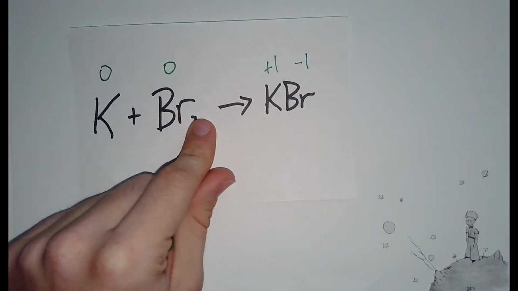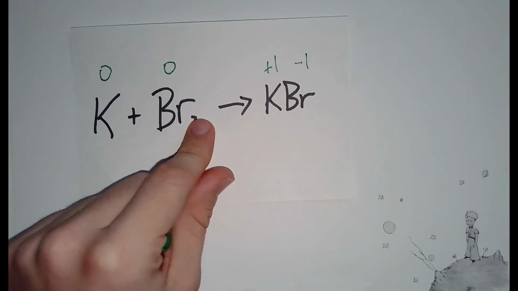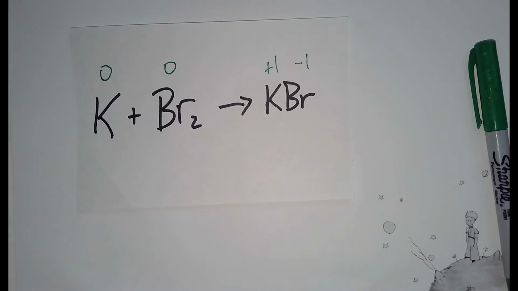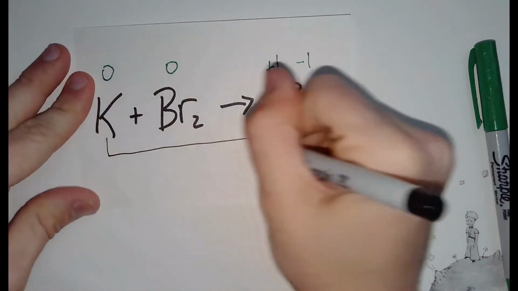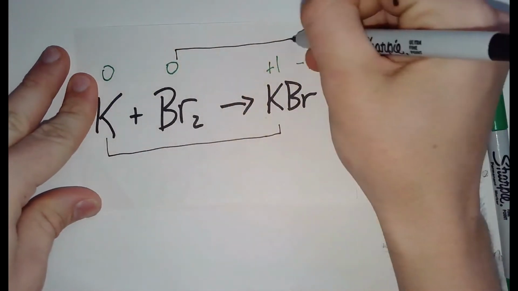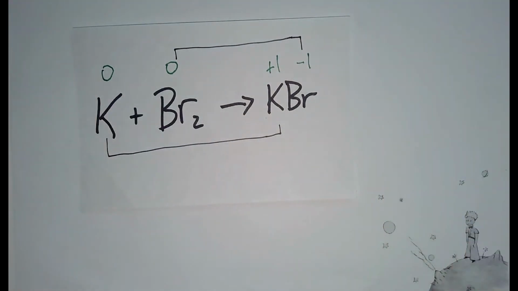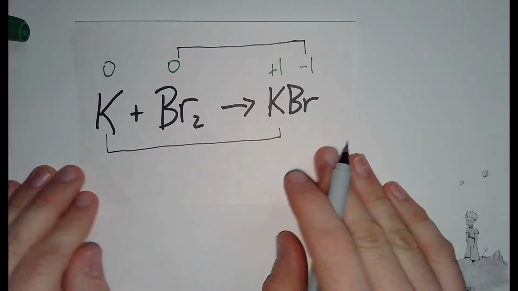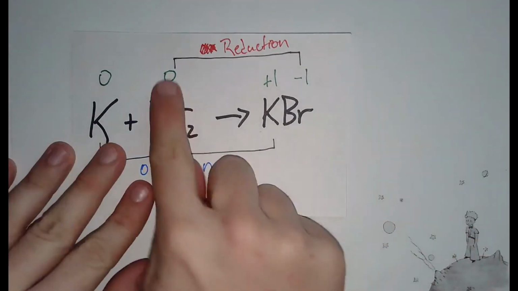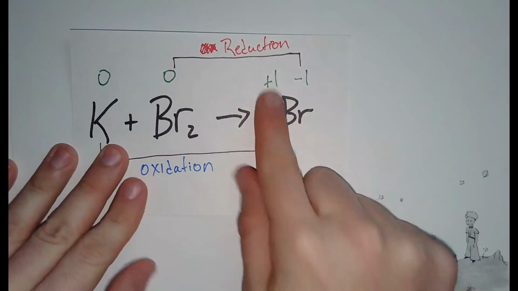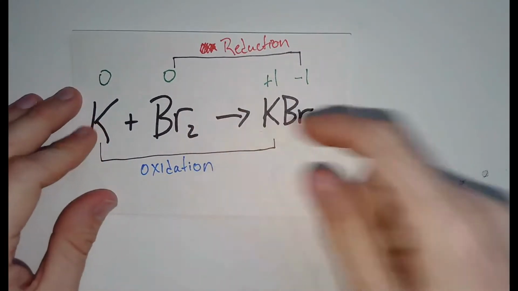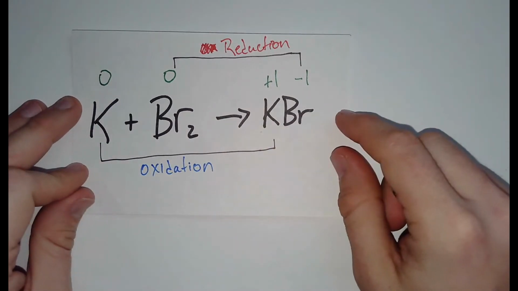All right, so let's identify the oxidation and reduction happening here. We're going to draw a line connecting each like element, potassium to potassium, bromine to bromine. And let's ask, what's happening to bromine in this reaction? Is it being oxidized or reduced? All right, so the number went down, which means it gained electrons, so it's reduced, not oxidized as I tried to write. And potassium is being oxidized.